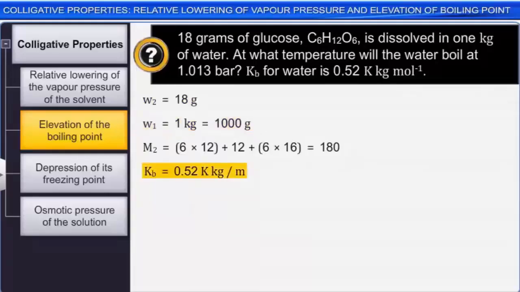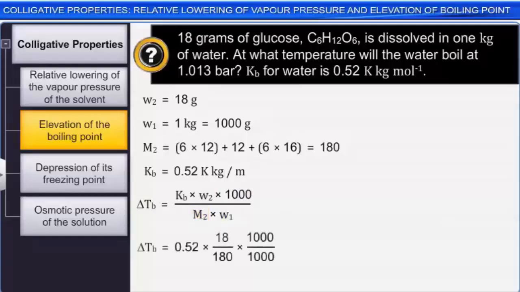As we have to find the boiling point of the solution, we need to find the elevation in the boiling point. Substituting the values in the expression for delta Tb is equal to Kb multiplied by W2 multiplied by 1000 divided by M2 multiplied by W1. And on solving, we get delta Tb is equal to 0.052 Kelvin.